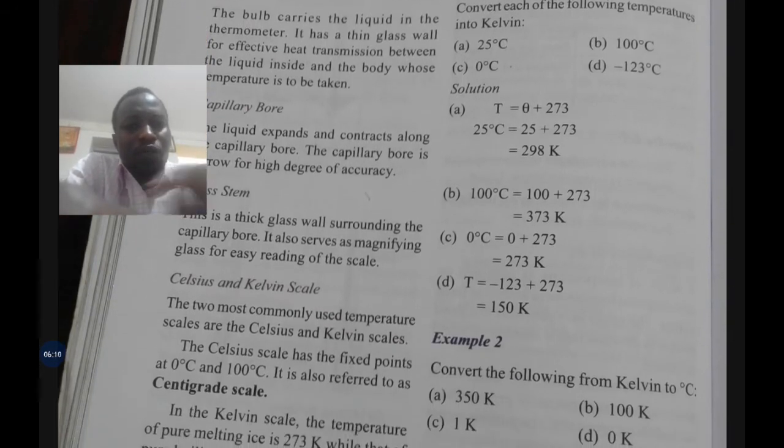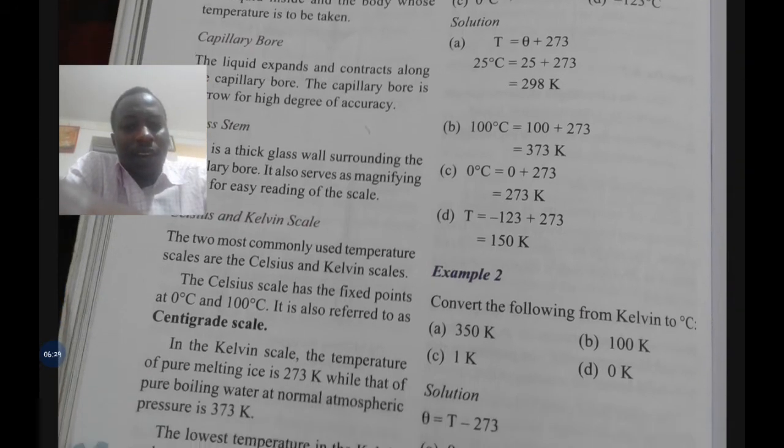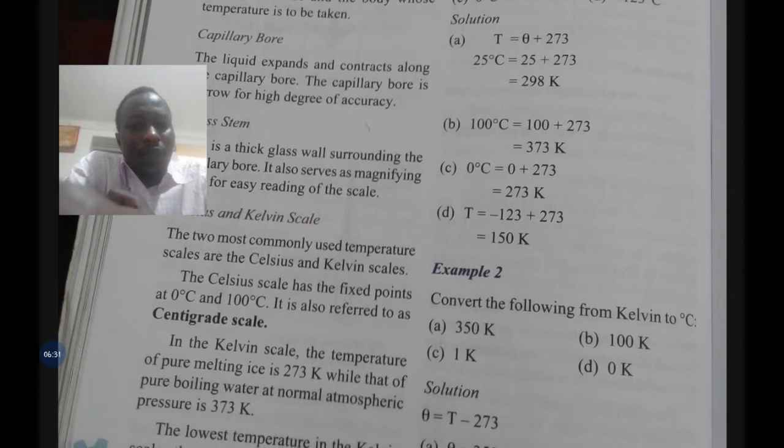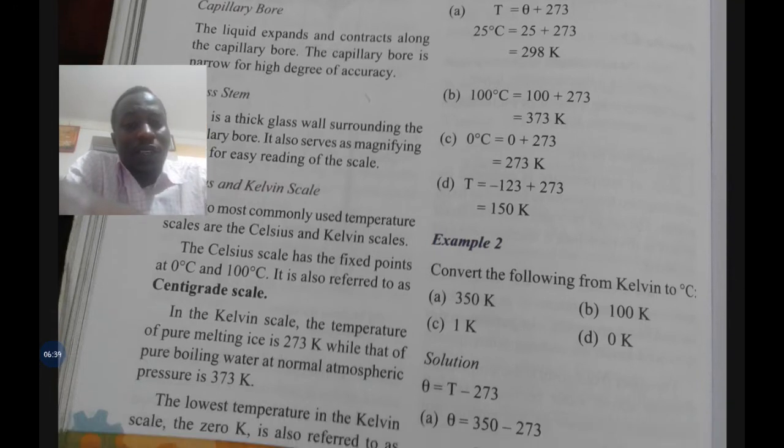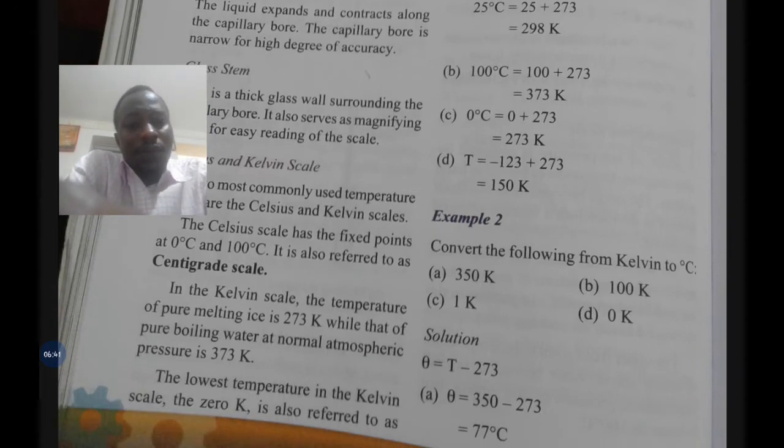So we're talking about the 2 scales. There's a Celsius scale and a Kelvin scale. Both scales are used to measure temperature. Now the Celsius scale has fixed points, as we said, from 0 degrees C to 100 degrees C. And then the Kelvin scale has the fixed points at 273 Kelvin and 373 Kelvin. But one thing has to be noted.